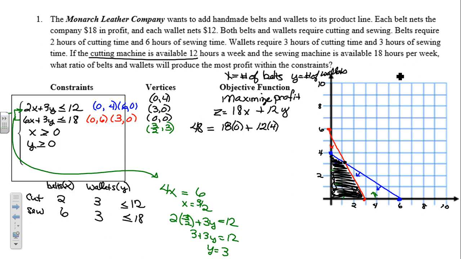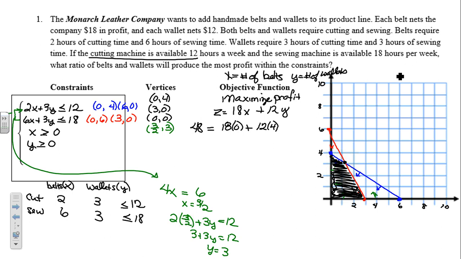Now sometimes there's a range of values. It may be possible that we get the same profit when we plug this vertex in as when we plug this vertex in. Everything in between would be valid, and they just decide which ones they want to do. Does that make sense? That's why we plug them in and see.